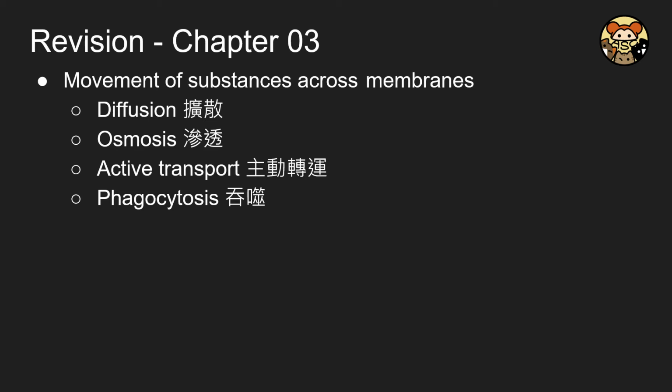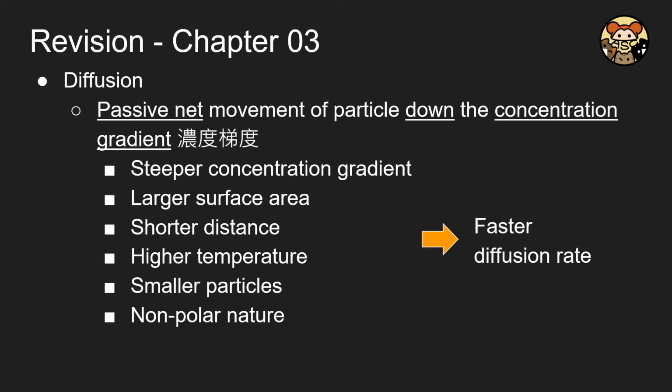There are 4 types of movement across the membrane. You should use these terms whenever you are answering questions, and when you discuss with others professionally. They are diffusion, osmosis, active transport, and phagocytosis. For me, the first 3 terms are more important than the last one.